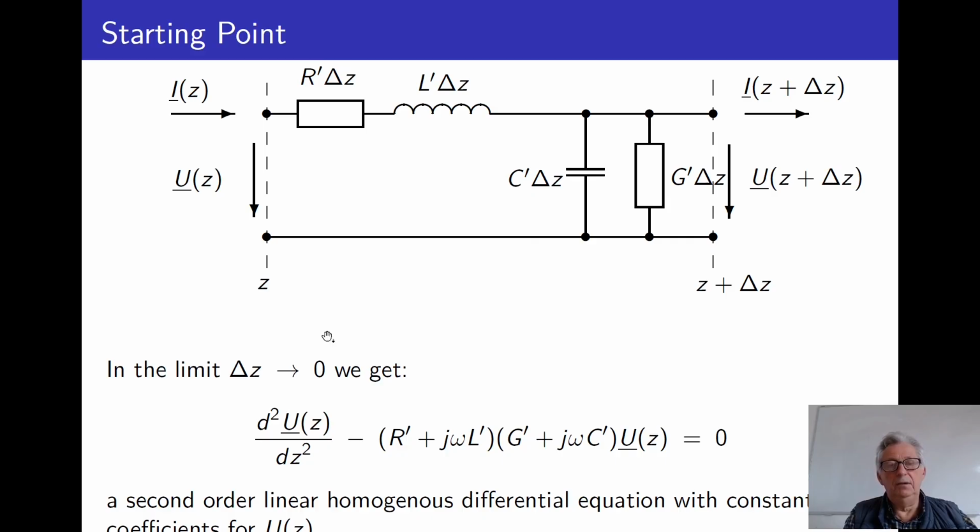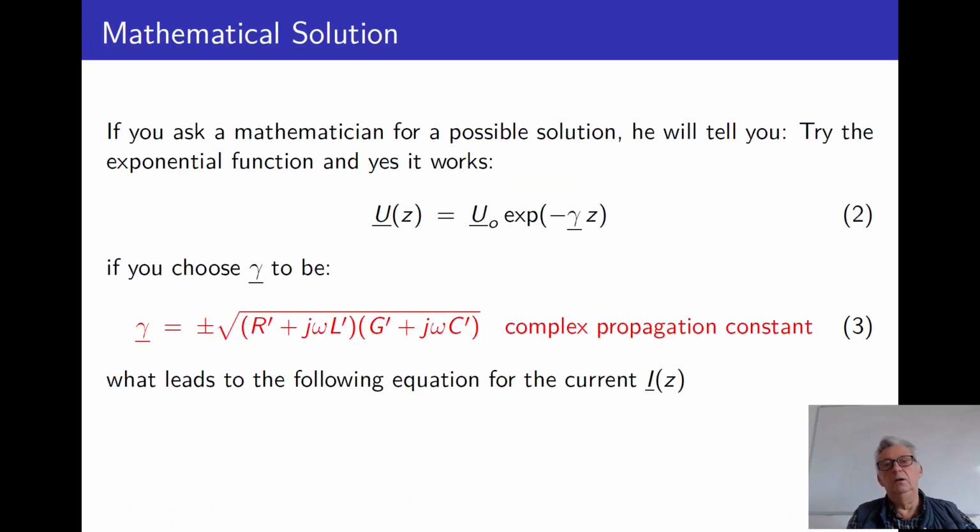And in this limit, we know delta z tending to 0, we get this differential equation, which is a second-order linear homogeneous differential equation with constant coefficient. And to solve this, we will talk with a mathematician, and he will tell us, try the exponential function. And so as a trial function, we use the function u of z is u naught times the exponential function of minus gamma z, where gamma is a constant we had to introduce.